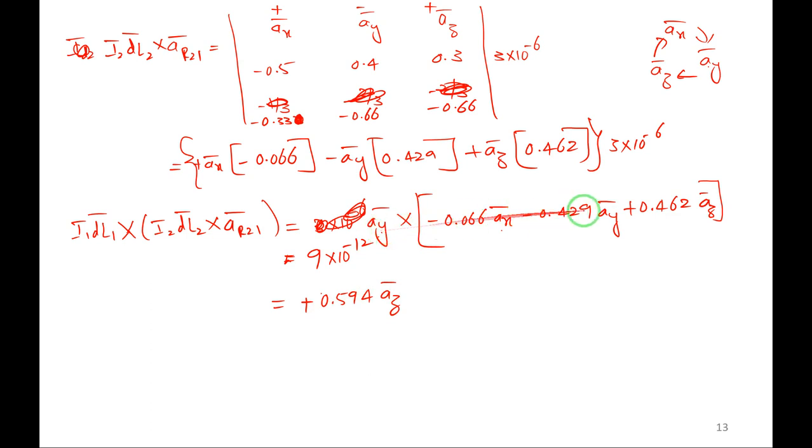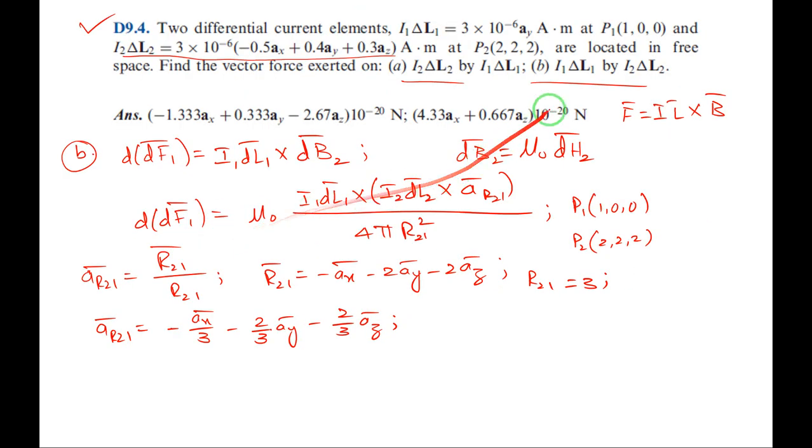I hope you are getting what I am doing. The next, AY cross AY is 0. Leave it. The next AY cross AZ will go. Before that, I will multiply 9 into 0.462. So I am getting 4.158. Sign I will check later, let me take plus only. 10 power minus 12, I will take it later. AY cross AZ is AX, it is plus only, right? Into 10 power minus 12. I hope this is correct.